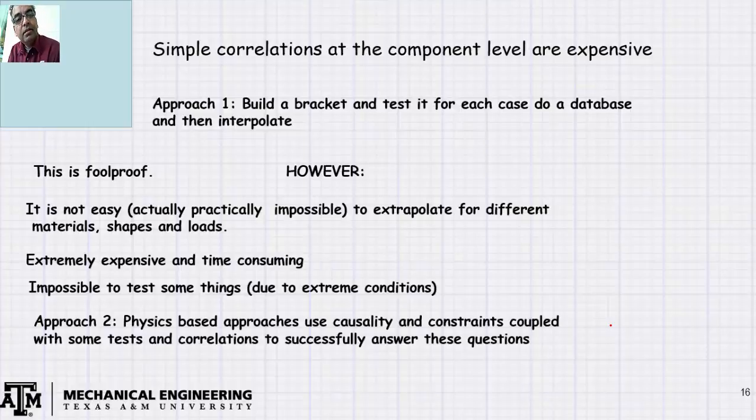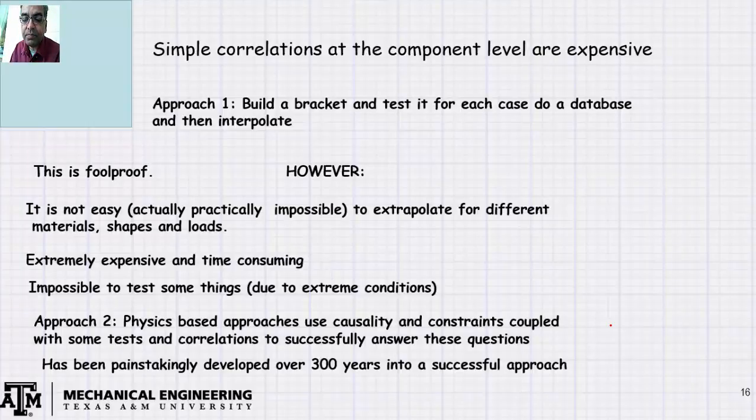Okay. The second approach, which works when this thing is problematic, is the physics-based approach, which uses causality and constraints coupled with some tests and correlations. It is not a replacement for tests. It's a way to actually reduce the number of tests you have to do. So I need you to realize that it's not a replacement, it's just a reduction in the number of tests. And you should be able to answer the questions that we raised earlier, the 5 questions.